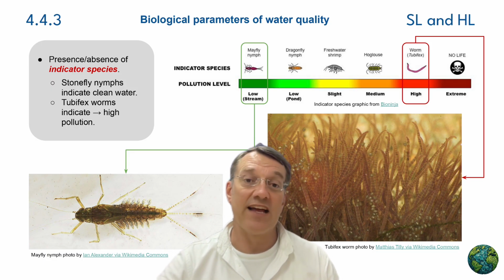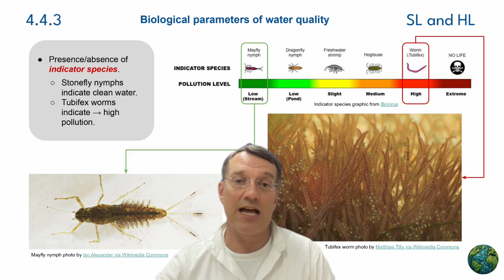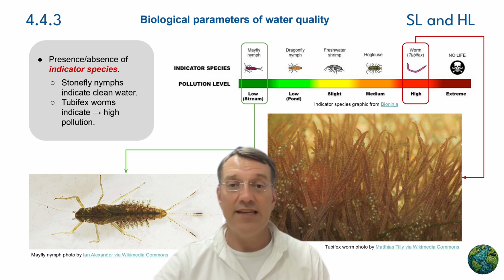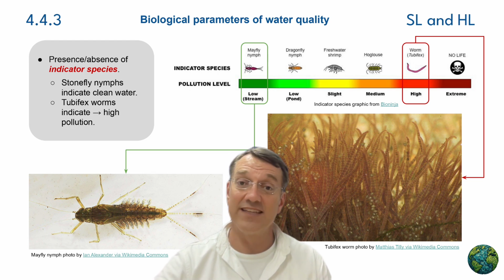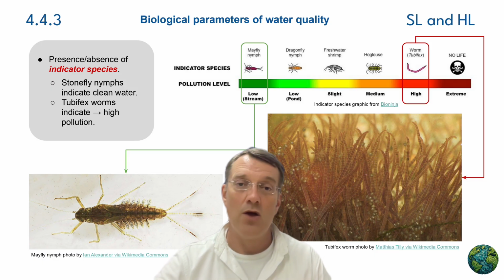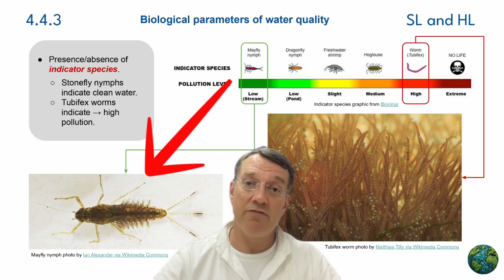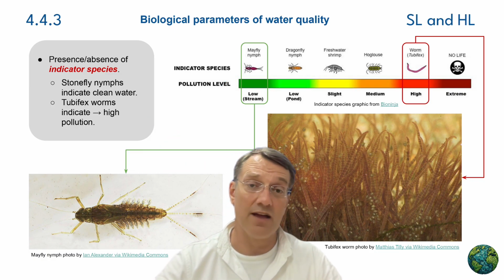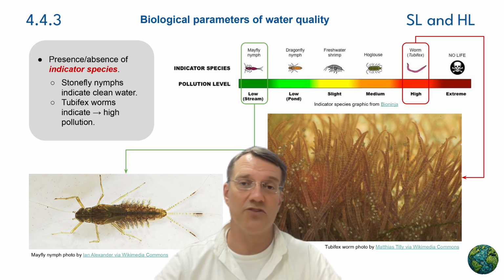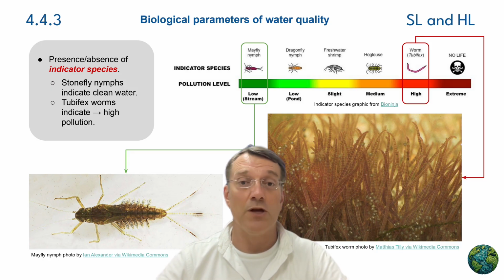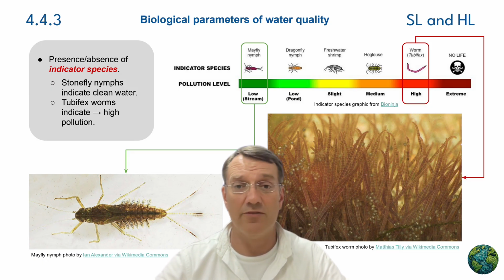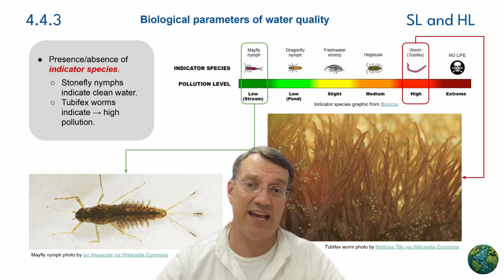Biological parameters provide indirect measures of water quality by examining living organisms instead of measuring the water itself. The presence or absence of indicator species tells us about water conditions. Indicator species are organisms that are particularly sensitive or tolerant to pollution. For example, stonefly and mayfly nymphs indicate very clean water. These insects require high oxygen levels and they can't survive in polluted conditions. On the opposite end of the spectrum, tubifex worms indicate high pollution. These worms can survive in low oxygen, heavily contaminated water where most other organisms can't.